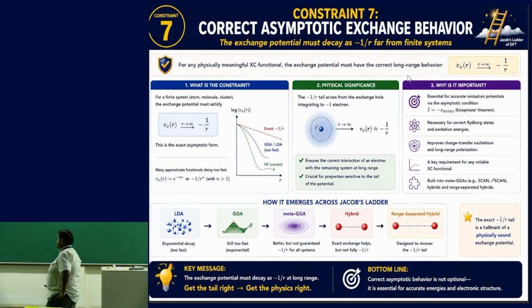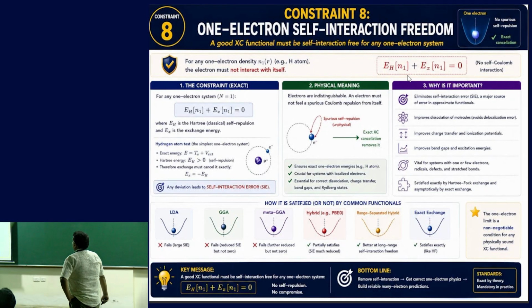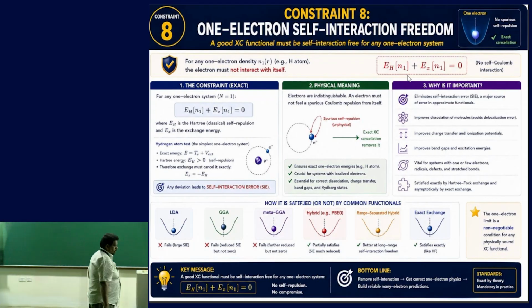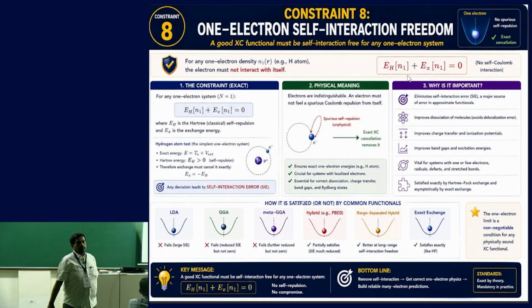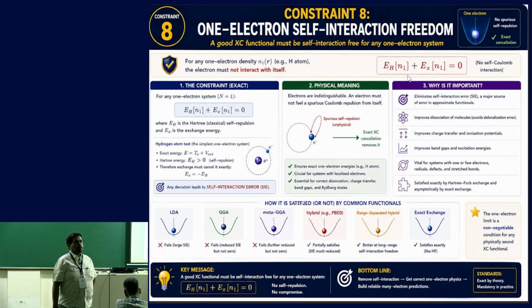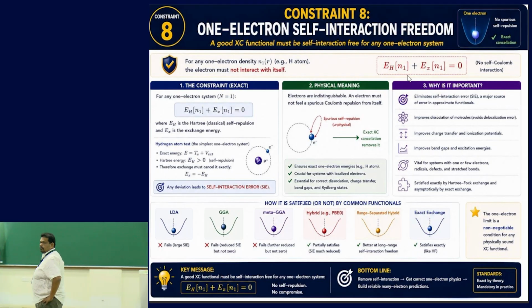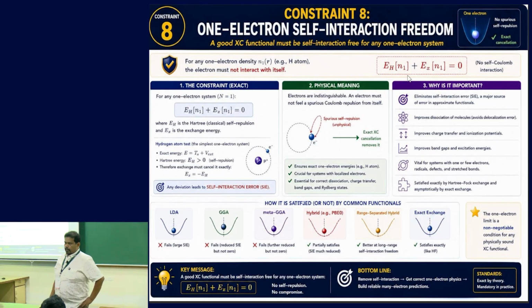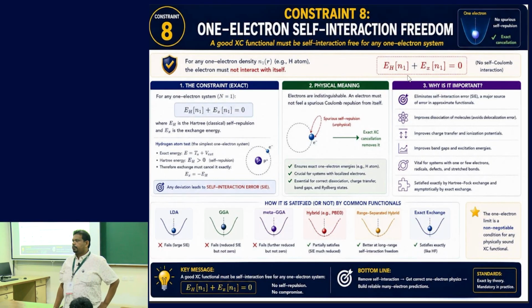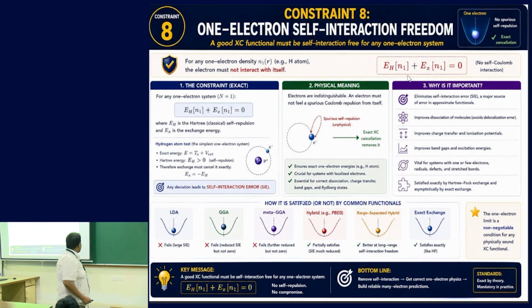Okay, so now the one-electron self-interaction error. I don't know whether you have solved the hydrogen atom, where there is only one electron. But still you can use LDA, GGA, all these functionals to calculate the hydrogen energy. How is that happening, because that is one electron? Think of it this way.